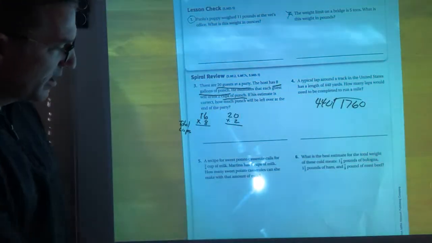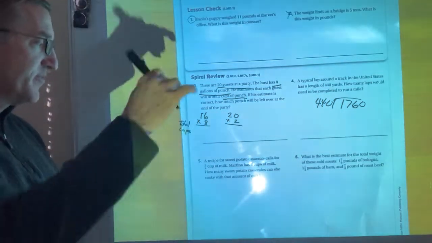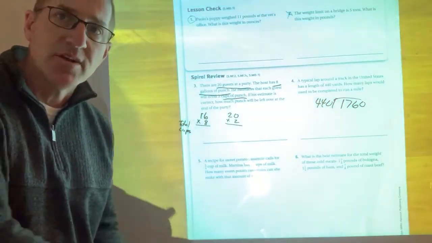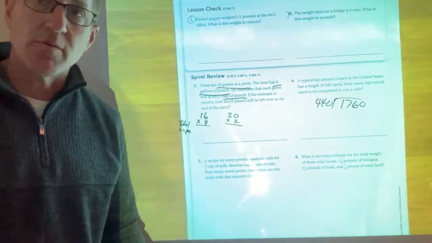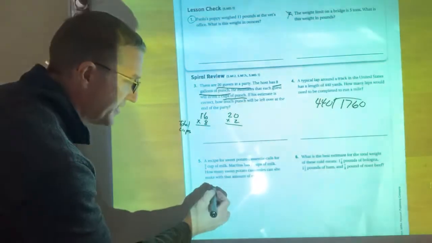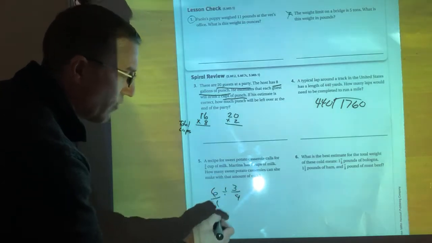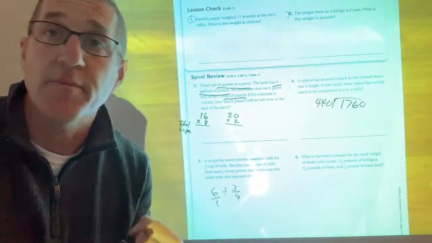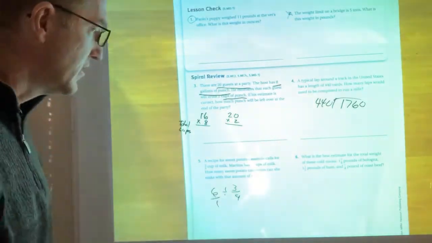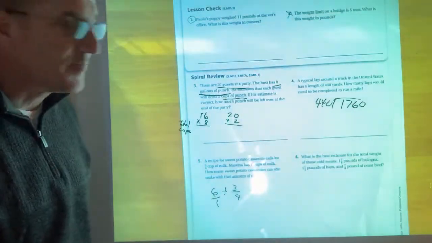A recipe for sweet potato pie casserole calls for 3/4 cups of milk. Martina has 6 cups of milk. How many sweet potato casseroles can she make? She's going to repeatedly take out 3/4, make a casserole, 3/4, make a casserole. When I repeatedly subtract, I'm doing division. So it's 6 divided by 3/4. 6 over 1. Keep it, change it, flip it, and you're done. You're going to need to reduce it. It's going to be more than 6, obviously.